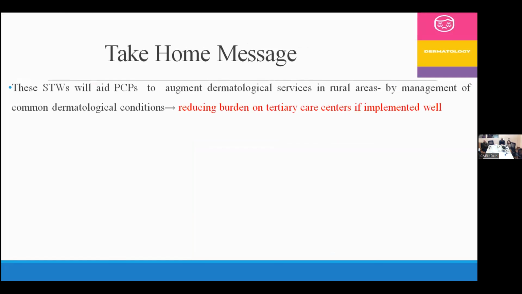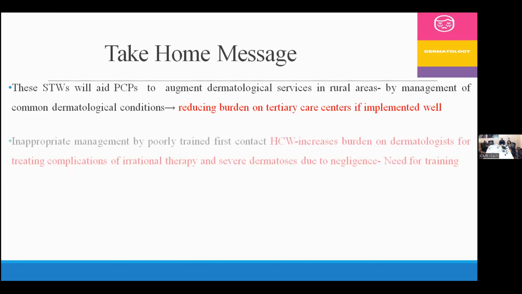So the take-home message which we hope is that these STWs will aid physicians at all levels, including the primary care physicians, to augment the dermatological services which are sadly lacking, especially in the rural areas and even in the urban areas, if I may add, by management of common dermatological conditions, thereby reducing the burden on tertiary care centers, which is the aim if this is implemented well.